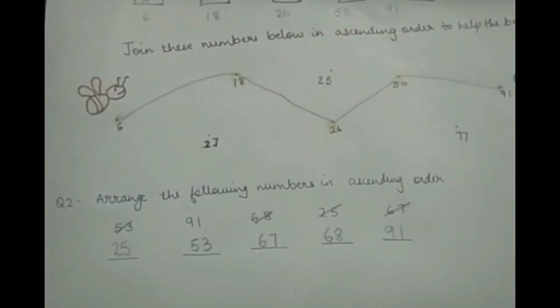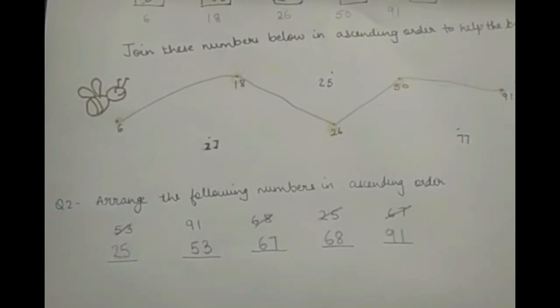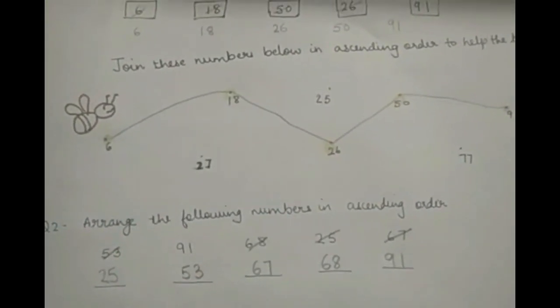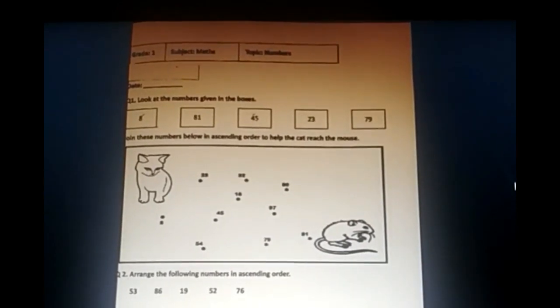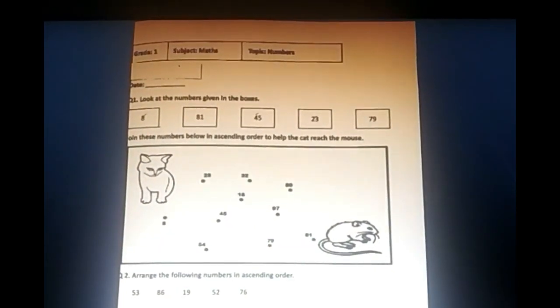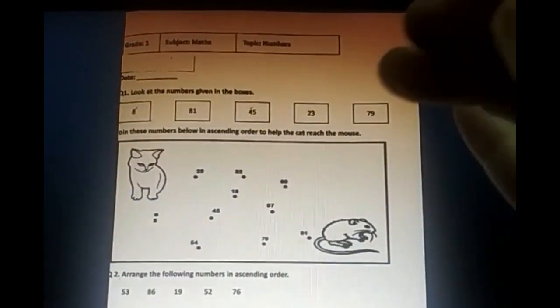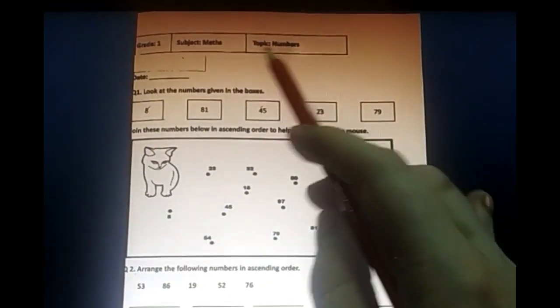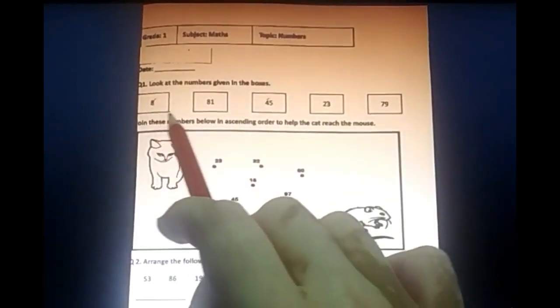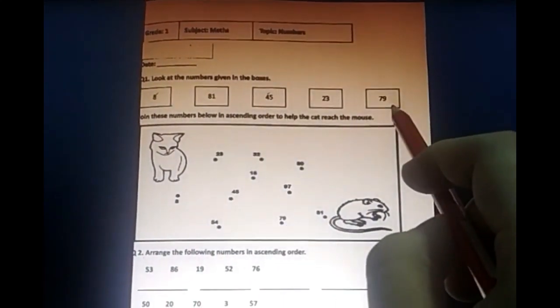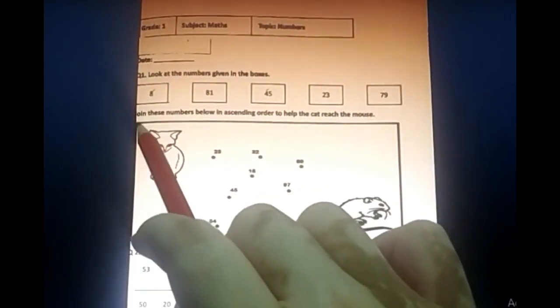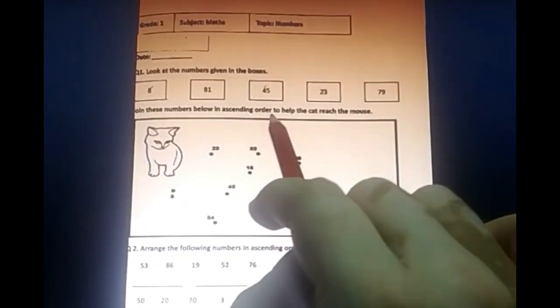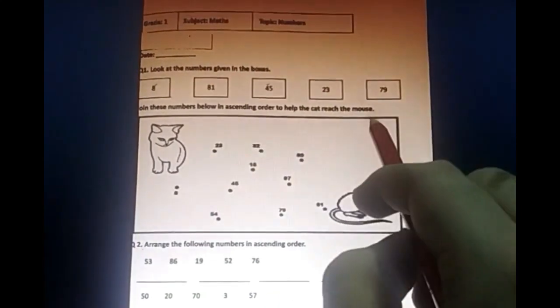Now in the same way we are going to do today's maths practice book work. Now children, we are going to open our maths practice book and turn to page number 35. Let's read the topic, numbers. Put today's date. Let's read the instruction. Look at the numbers given in the boxes. Here are the numbers: 8, 81, 45, 23, 79. Second instruction says, join these numbers below in the ascending order to help the cat reach the mouse.